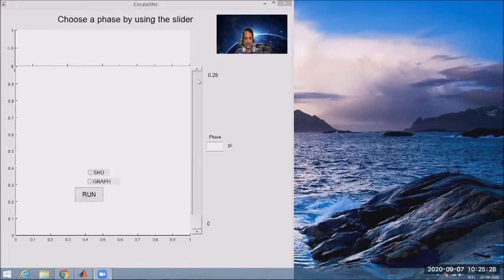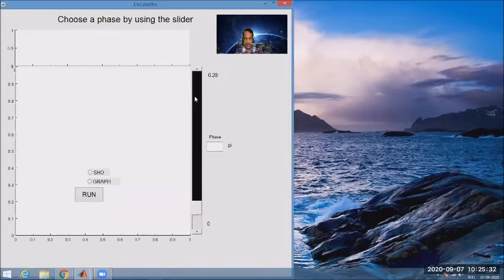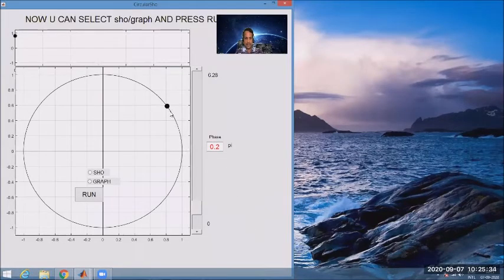Here we have a slider which can change the value of phase from 0 to 6.28. Let us put some value. Now assume that this is you standing on a circle. The question is where you should stand. Where you should stand depends on the value of phase. If the value of phase is 0.2, you will stand here.